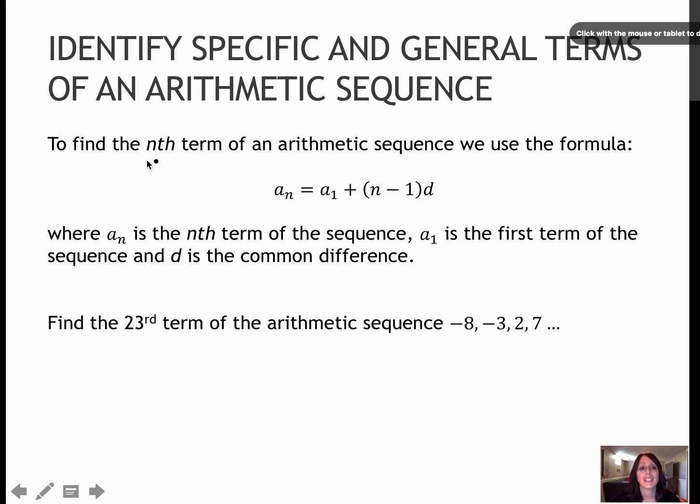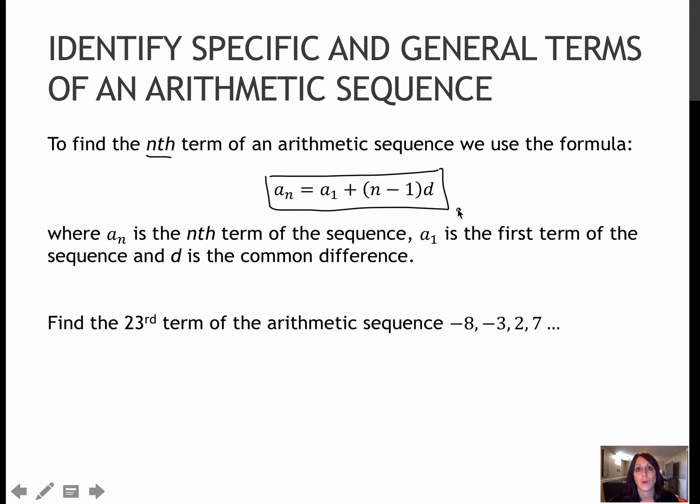If we're trying to find the nth term, so we're trying to find a specific term of an arithmetic sequence, you know, obviously we can do the long way, which is to write all of the values in between. This tends to be the easier way. So I would write this down because you will use it often.